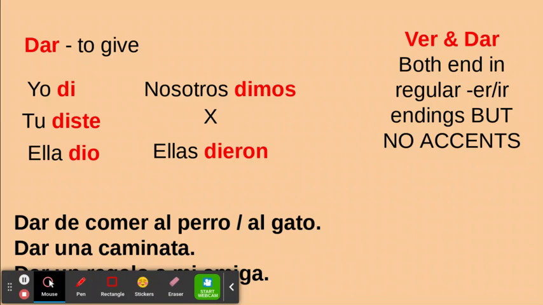Here are some vocabulary phrases that we actually have in our vocabulary, like dar de comer al perro means to feed the dog or the cat. Dar una caminata, to take a hike. And we also have dar un regalo a mi amiga. Okay? So let's look at the next one.